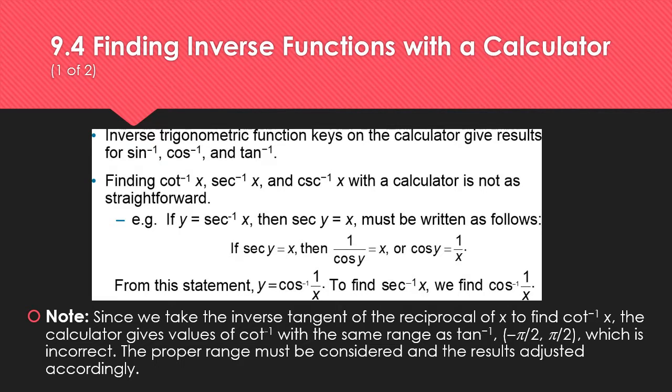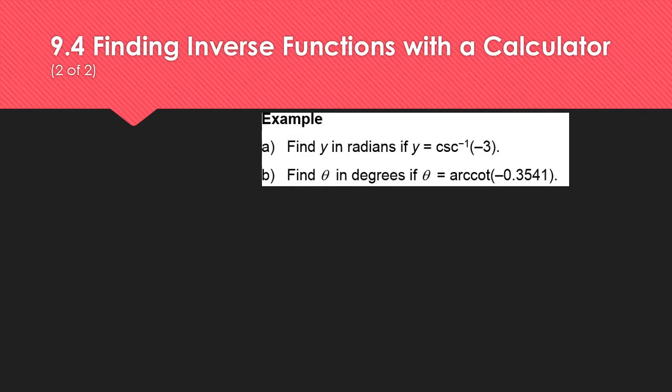Now, notice that since we take the inverse tangent of the reciprocal of x to find cotangent, the calculator gives values of cotangent in the same range as tangent, which is incorrect. So you'll have to adjust for that. So it is a little bit tricky. You do have to remember those ranges that we can use for the different trig functions.